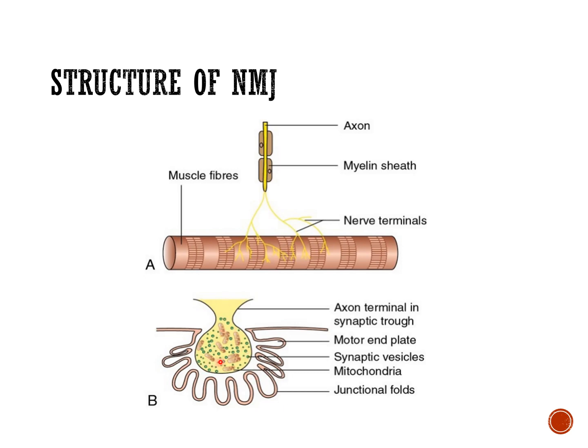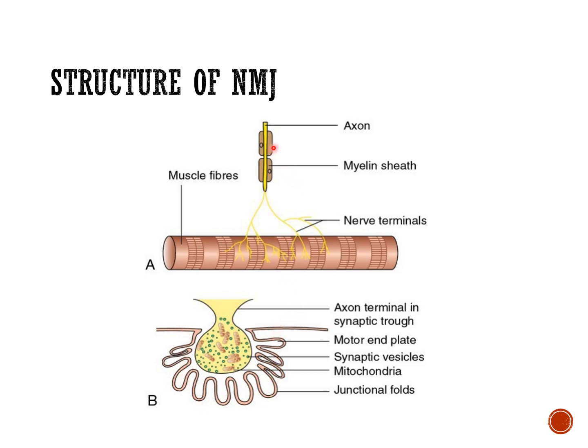So this is the synaptic knob or terminal button or nerve terminal or telodendria. This is the presynaptic membrane, which is the axonal membrane. Then there is a synaptic cleft, which is a space between the pre and postsynaptic membrane. And the postsynaptic membrane, which is the muscle fiber membrane.